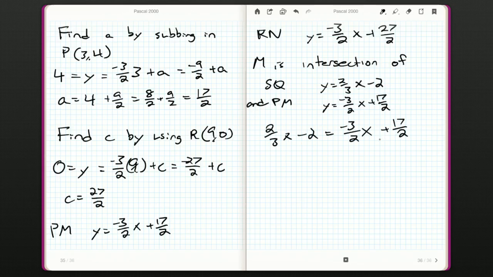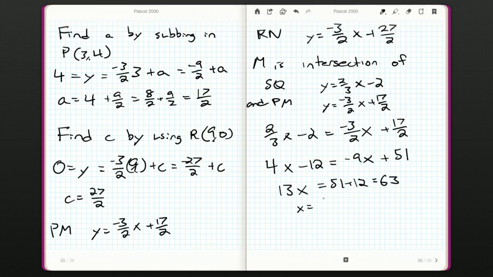So one thing I want to do right away is get rid of this 3 and this 2, so I'm going to multiply the whole thing by 6. So 4x minus 12 equals negative 9x plus 3 times 17, which is 51. Okay, so let's bring this negative 9x over to the other side. We're going to get 13x, and then 51 plus 12, that's going to be 63. So x is 63/13.